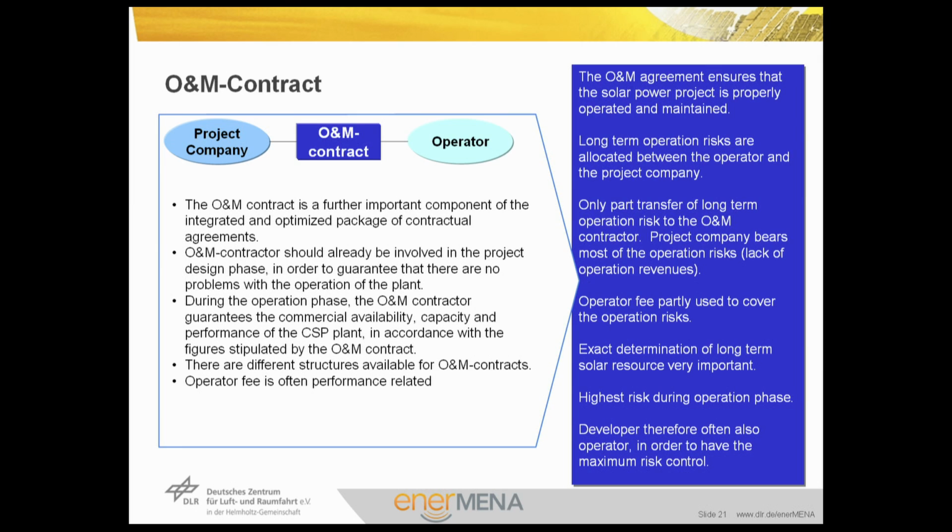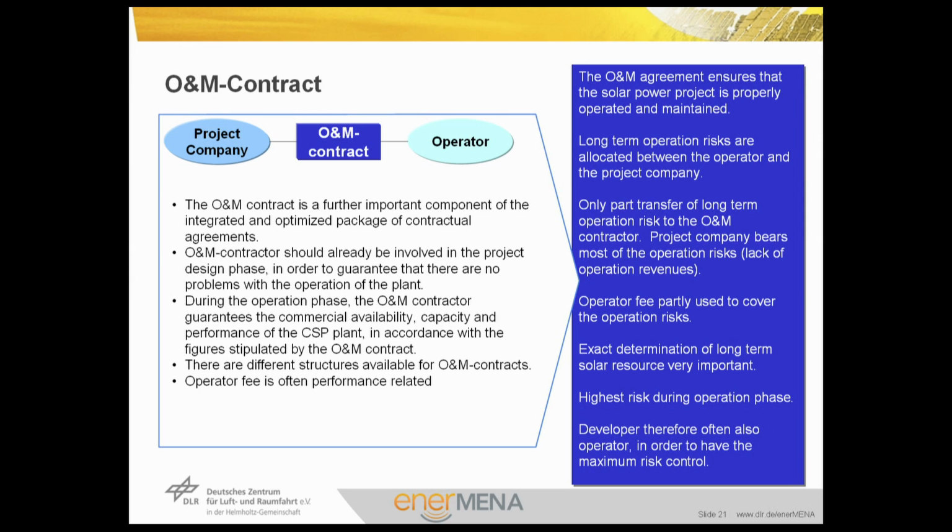There are different structures available for operation and maintenance contracts. And finally, the operator fee is often performance related. So the operation and maintenance agreement ensures that the solar power project is properly operated and maintained. Long-term operation risks are allocated between the operator and the project company. So it should be again balanced, in which only part of the long-term operation risk is transferred to the operation and maintenance contractor. Here, the project company bears most of the operation risks. The operator fee is partly used to cover the operation risks.